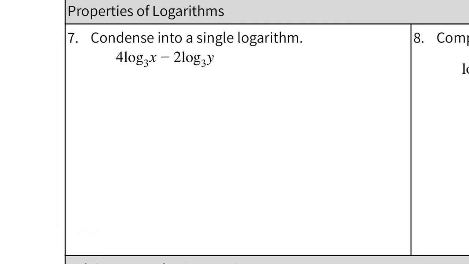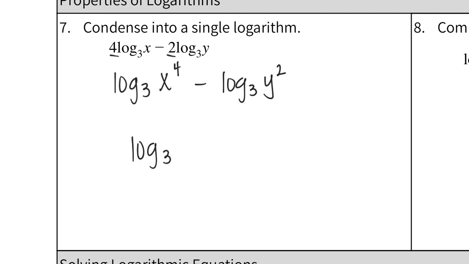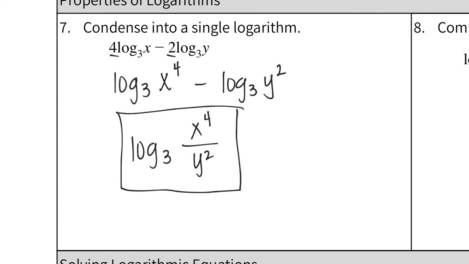Okay, so right now I have 2 different logarithms here. We want to combine them into one. So I always do any numbers that are out front, we're going to make them into exponents first. So log base 3 of x to the 4th minus log base 3 of y squared. So just those coefficients became exponents. But now, because it's subtraction, that is the quotient property. So when I put these together, be careful that the first one goes on top and the second one becomes the denominator. And that's it. That's the final answer. It is now 1 logarithm.